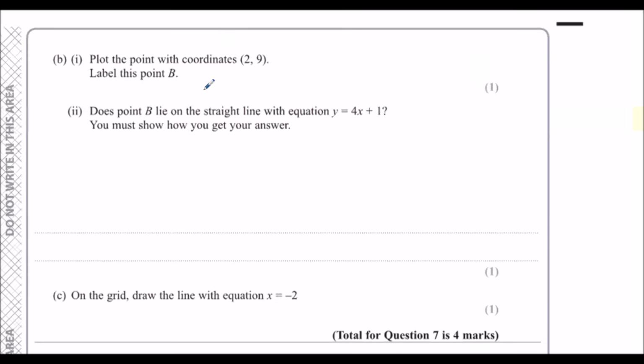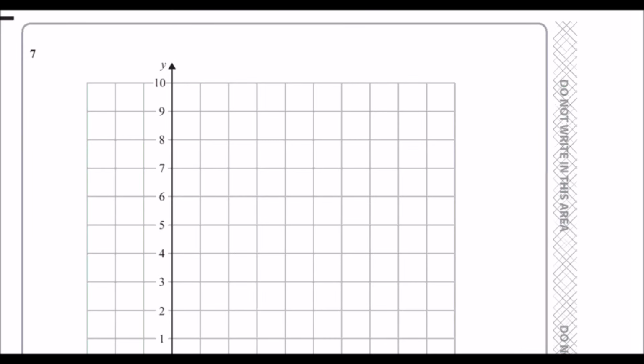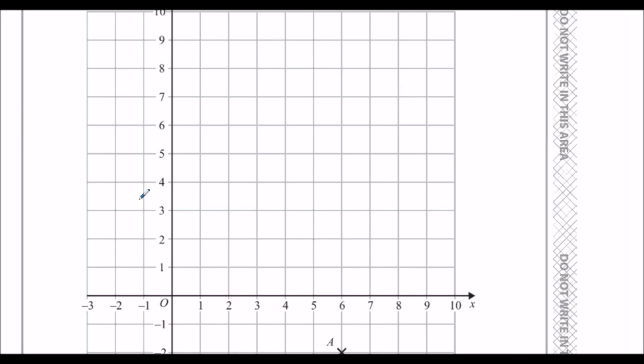Plot and label the point with coordinates 2, 9. Label this point B. So 2, 9, that means 2 along the x and 9 up the y. So 2, 9, 2 along, 9 up, and we label that B.